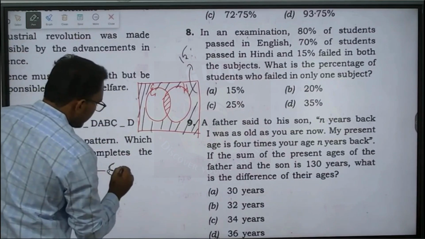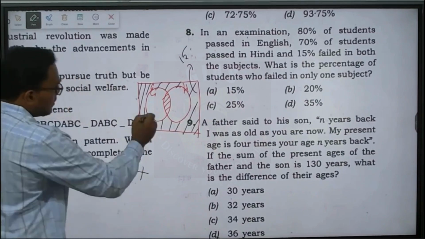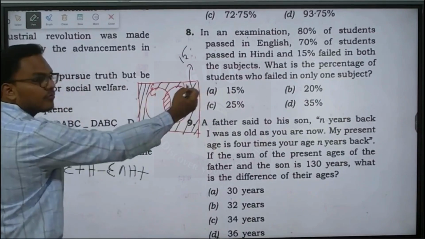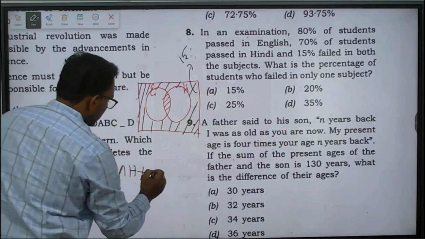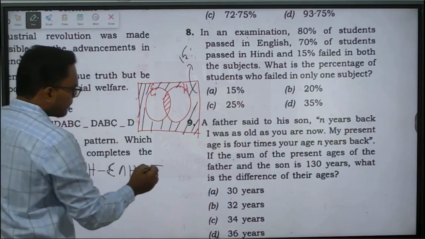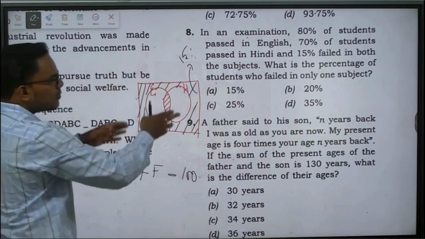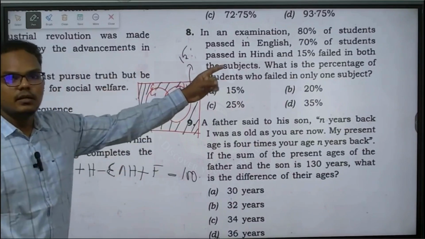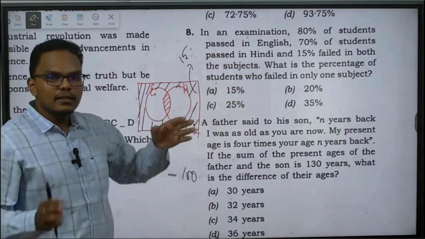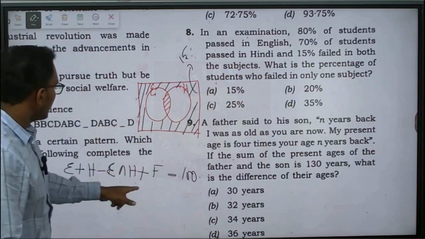So your English intersection Hindi must be subtracted, and then your rest half who haven't cleared. So let that be failed candidates. Okay, this is how much? 100. Because the total number of students is given in percent, instead of taking it as percent, I'm taking the total number of students as 100. So everything put together is 100.